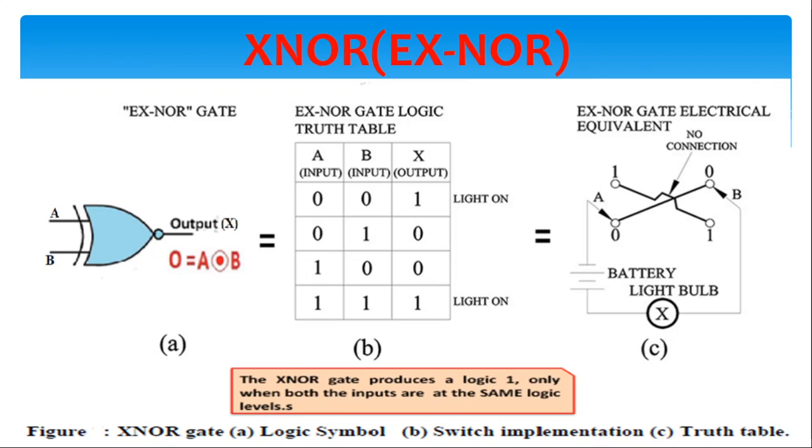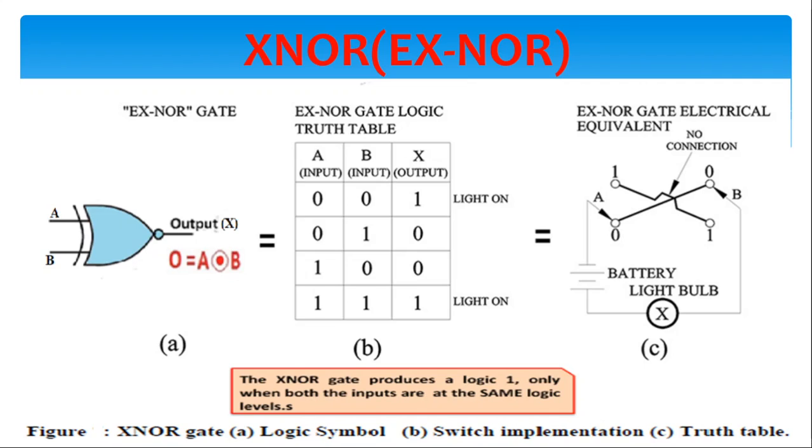XNOR gate or exclusive NOR gate. Let us now study the truth table of XNOR gate, that is exclusive NOR gate. Exclusive NOR gate is obtained by combination of NOT and XOR gates. This gate is basically designed to compare the two inputs.